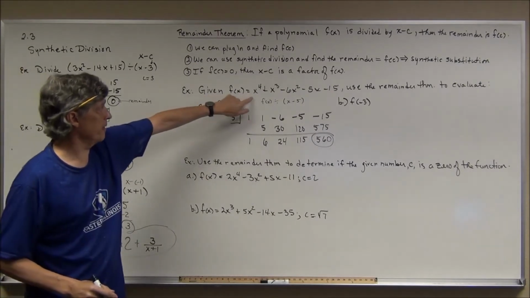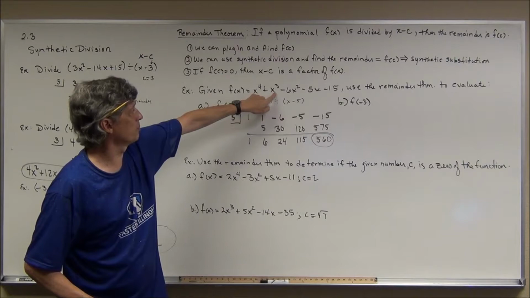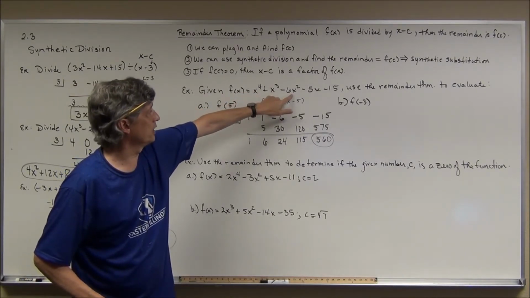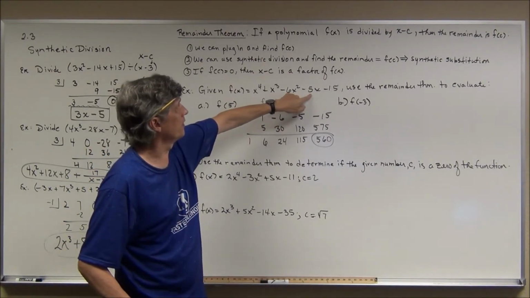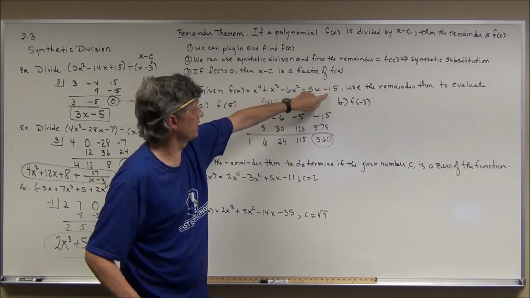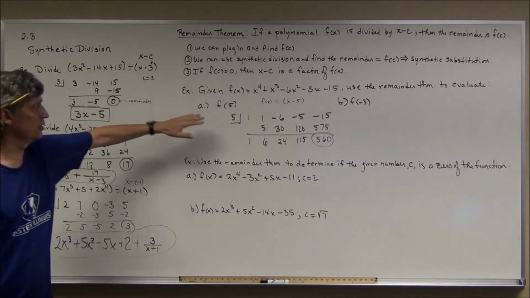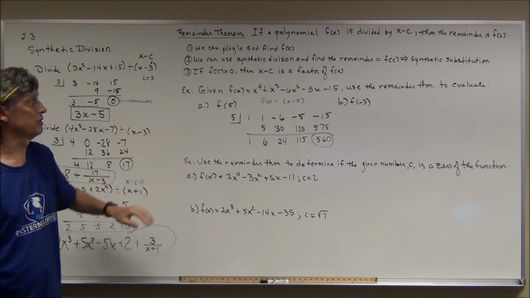Now go ahead and plug it back in. You know, plug it into here. 5 to the 4th, 625, plus 5 to the 3rd, 125. That's 750. Minus 150, so that'd be 600. Minus 25, so that'd be 575, minus 15, 560. If your arithmetic skills are fine and you don't want to use this, that's fine. But this makes it a little bit more efficient.